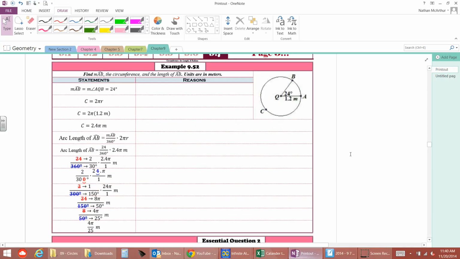All right, 9.52 right here. There's a picture that you won't see in the video if you don't have your notes in front of you. So the picture right here is very important because this is where we get this measure of 24 degrees. It comes from our picture. It's the central angle, and since it's a central angle, the arc is also the same measure. And then our radius is 1.2, and that's where that comes from right here. I want you to see the picture before we start the notes.